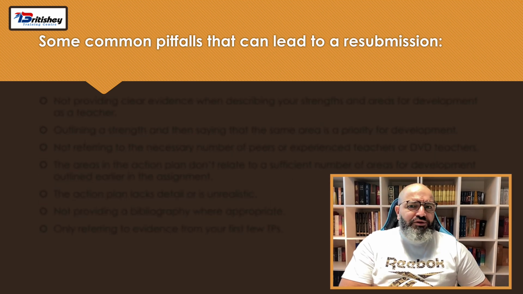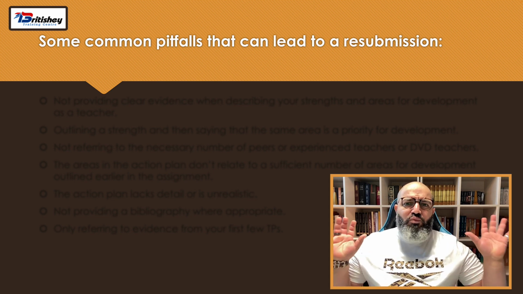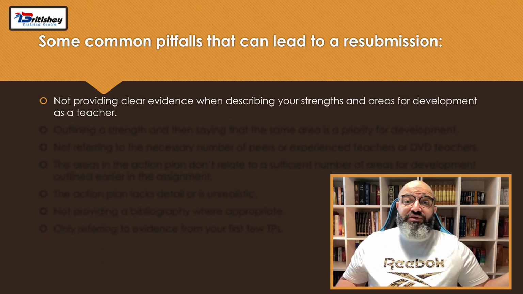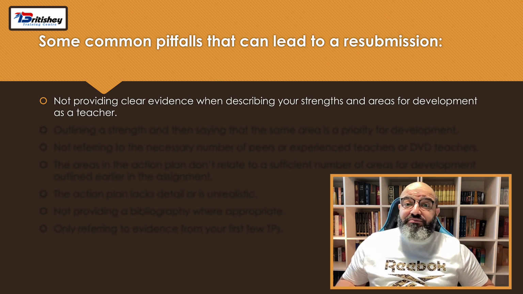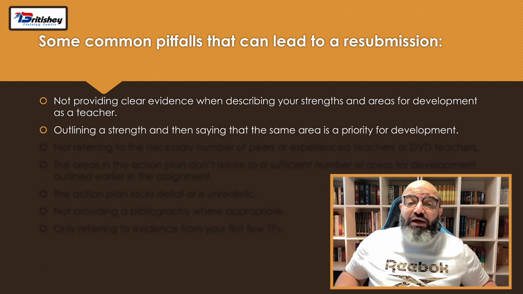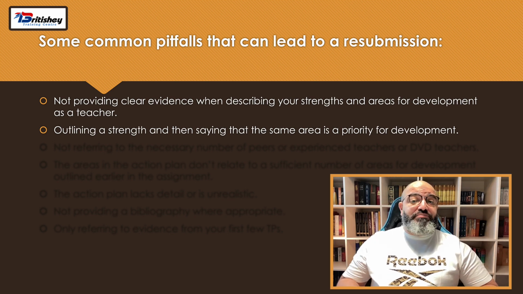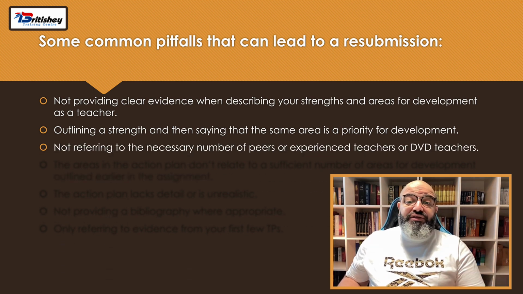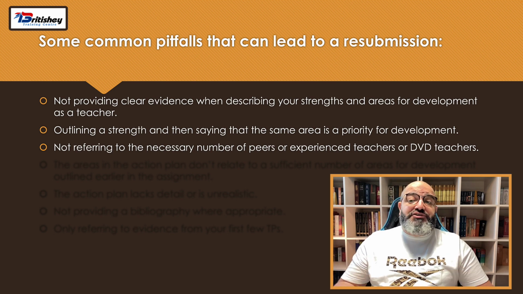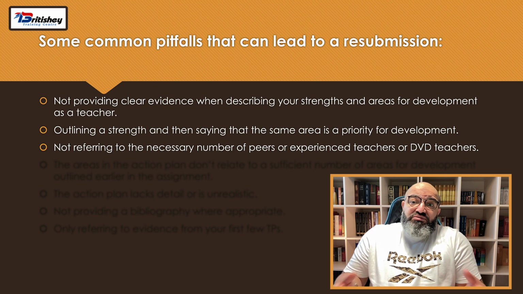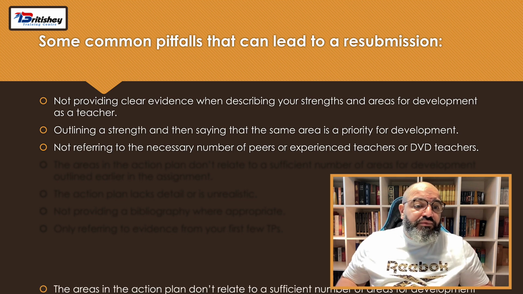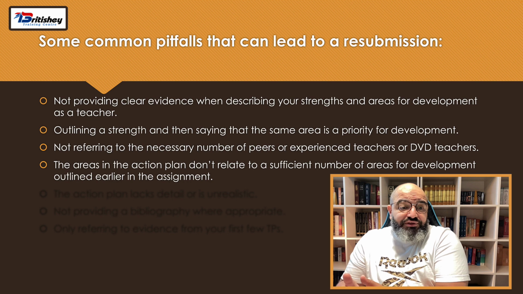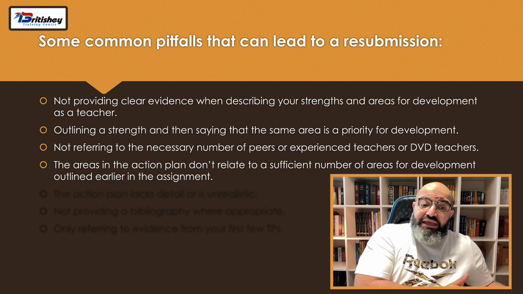Now, in order to avoid a resubmission, what are the things that might cause a resubmission? Not providing clear evidence when describing your strength and areas for development as a teacher. Outlining a strength and then saying that the same area is a priority for development. Does it make sense? Not referring to the necessary number of peers or experienced teachers or DVD teachers. You're not being specific here. The areas in the action plan don't relate to a sufficient number of areas for development outlined earlier in the assignment.